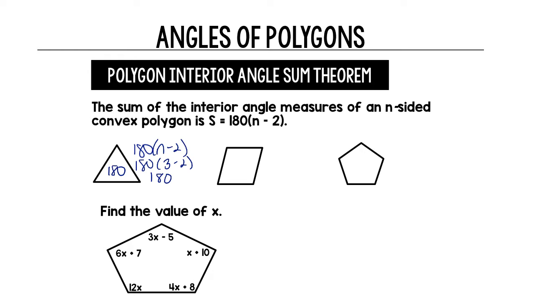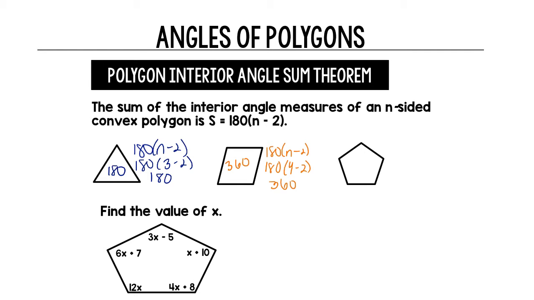For this parallelogram, I've got 180 times n minus 2 again. This one has 4 sides, so 4 minus 2. The 180 times 2 is 360. So the sum of the interior angles of that parallelogram is 360.